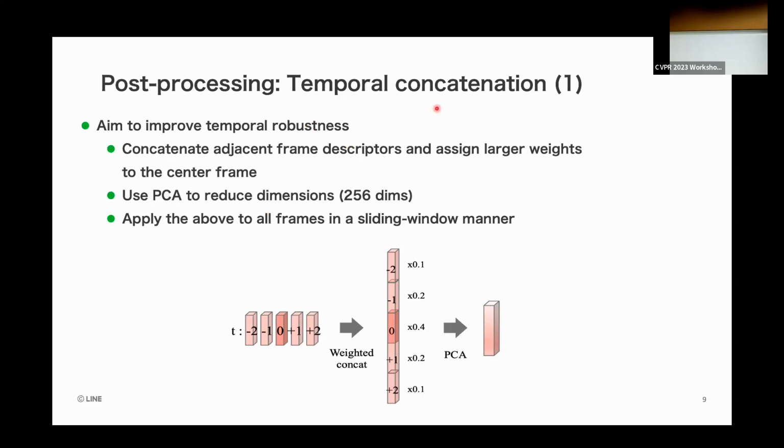Another post-processing is temporal concatenation. So far, we didn't use any temporal information, so we add this process to improve the temporal robustness. The process is simple. First, we concatenate adjacent frame descriptors and assign larger weights to the frames that are closer to the center. Then we use PCA to reduce dimensions. Finally, we apply the above 2 steps to all frames in a sliding window manner.